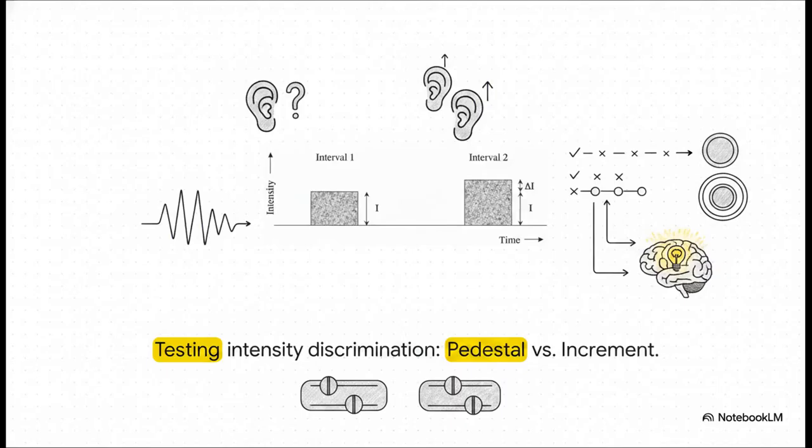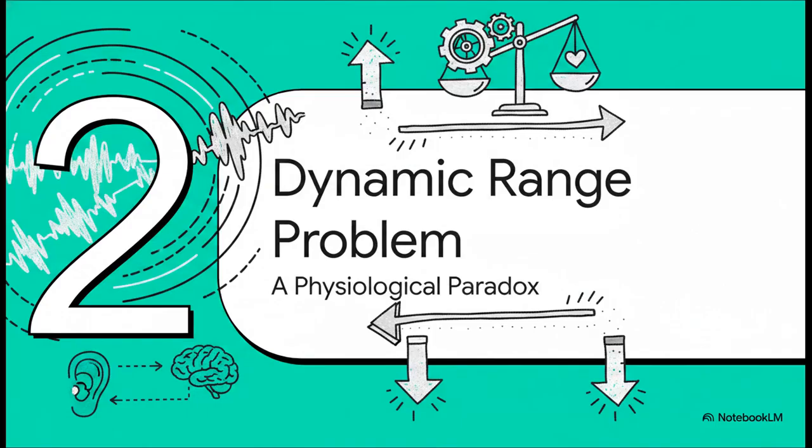And the way scientists actually measure this in the lab is pretty clever. They present a listener with two sounds separated by a really short delay. The first interval plays the baseline sound. Researchers call this the pedestal. Then the second interval plays that exact same pedestal sound, but with a slight increment in intensity tacked on. The listener's job? Just pick the louder sound. Over a bunch of trials, researchers keep shrinking that increment down until the listener can just barely tell the two sounds apart. Which brings us to part 2.